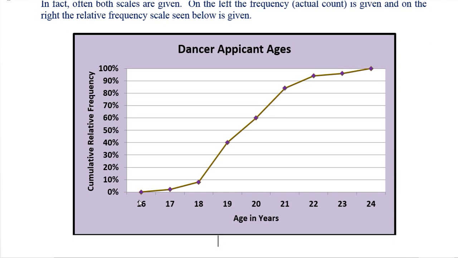Here it is. So I started at 16. There's nothing 16 or below, so it starts at 0. At 17 we have 1, or 2%. At 18 we're up to 8%. At 19 we're up to a total of 40% at 19 or below. 60% is 20 or below. 21 is 84% at 21 or below. All the way up to 24, we've made it up to 100%. Of course, it would stay at 100% there, and stay at 0 here. So this is a cumulative frequency, cumulative relative frequency actually.